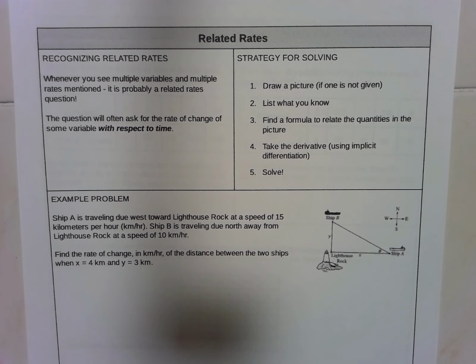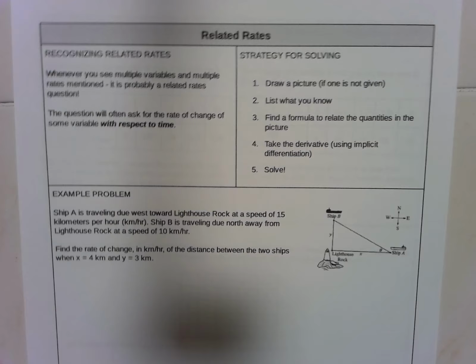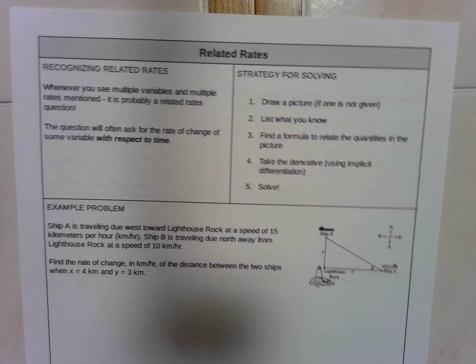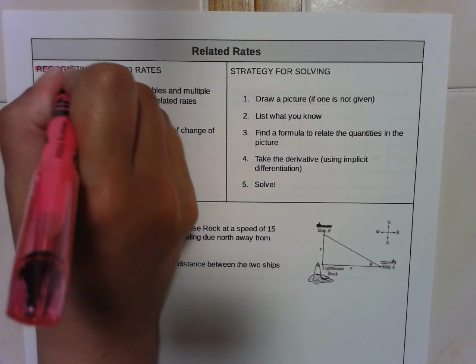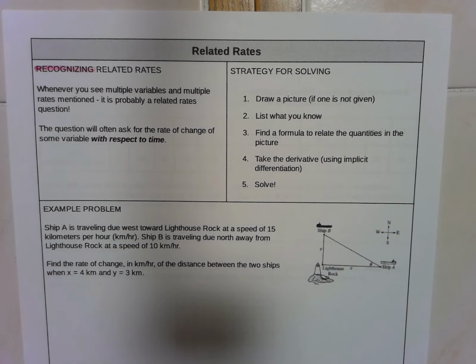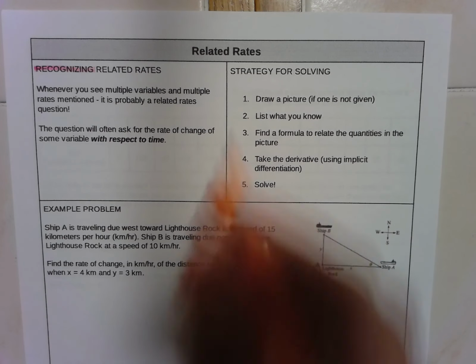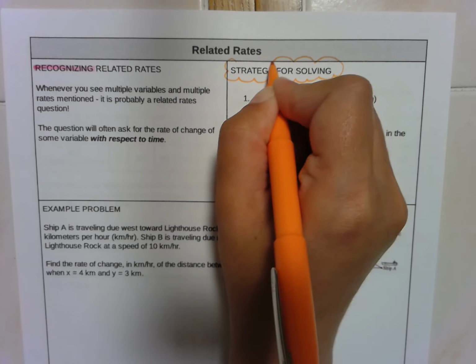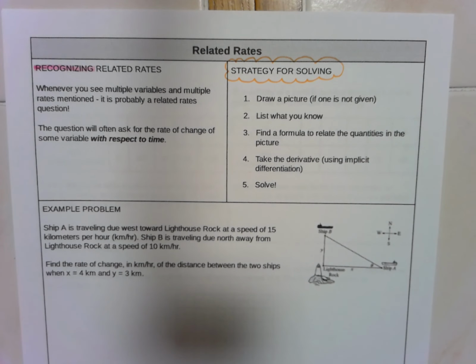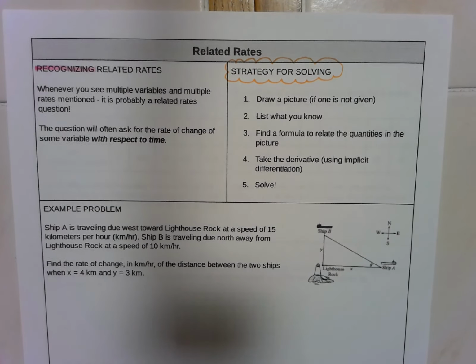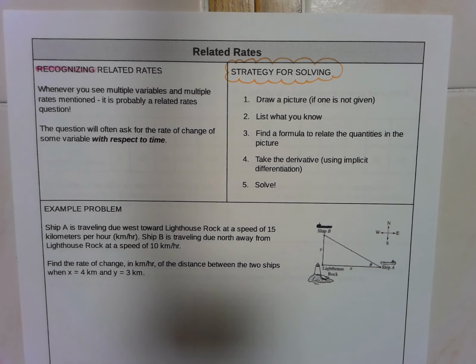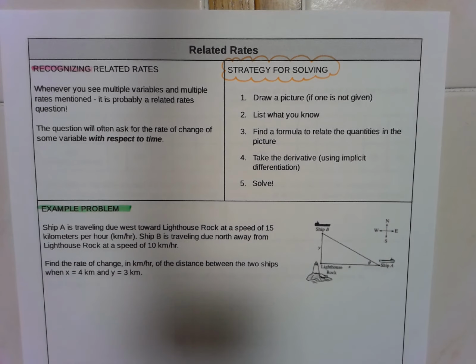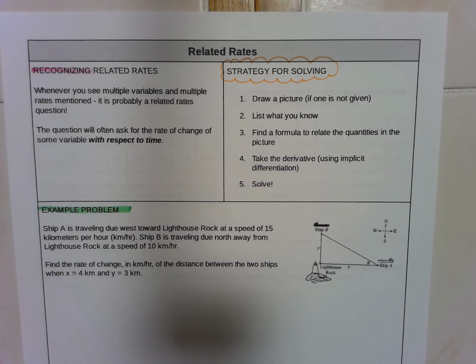What I'd like to do is start by talking about how we recognize related rates. So what should we look for to recognize that we're dealing with a related rates problem? Then we will talk about a strategy for solving. So what steps can you work through mentally so that you can approach this problem efficiently and get the right answer? And last but not least, we're going to go ahead and do an example problem. So the first thing I'd like to talk about is recognizing related rates.